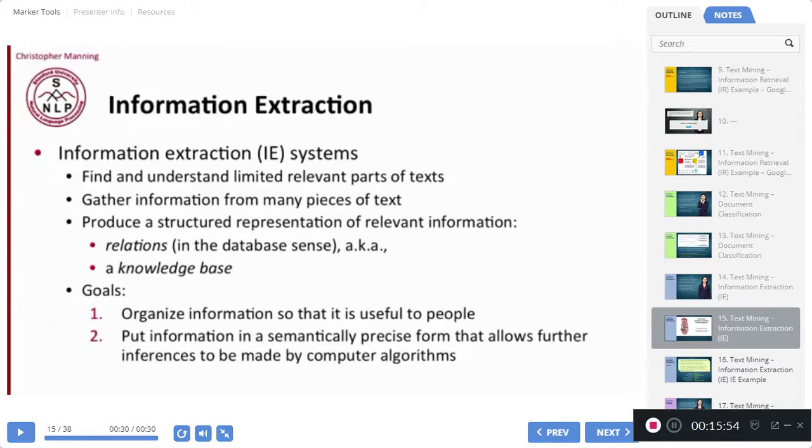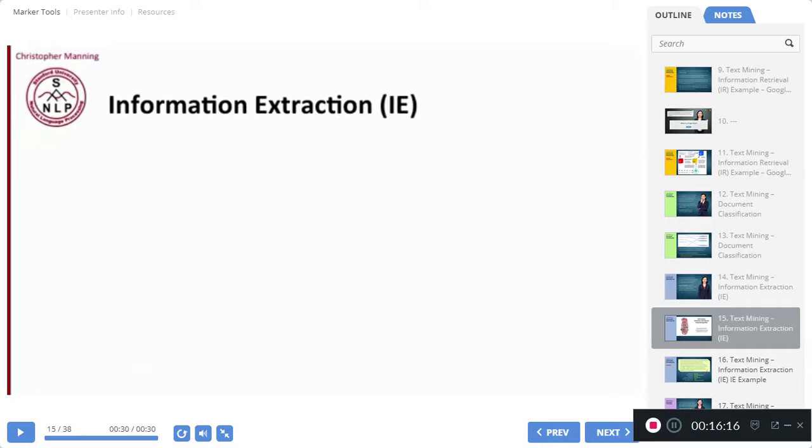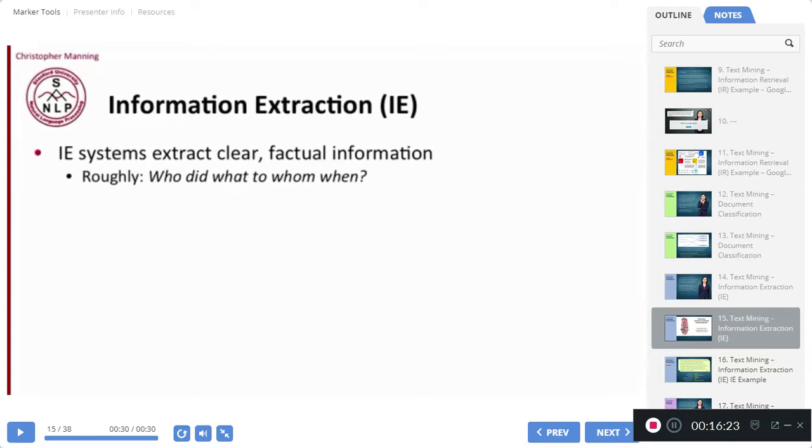And the other possibility is to put the information in semantically precise form. Commonly, computers for other downstream information processing tasks won't be able to perform them if the input is just natural language text. But if we can pull out various kinds of relations, such as a database table, then it's very easy to do subsequent data mining and processing. So the kind of information that IE systems extract is clear factual information, the kind of who did what to whom, when kind of information.